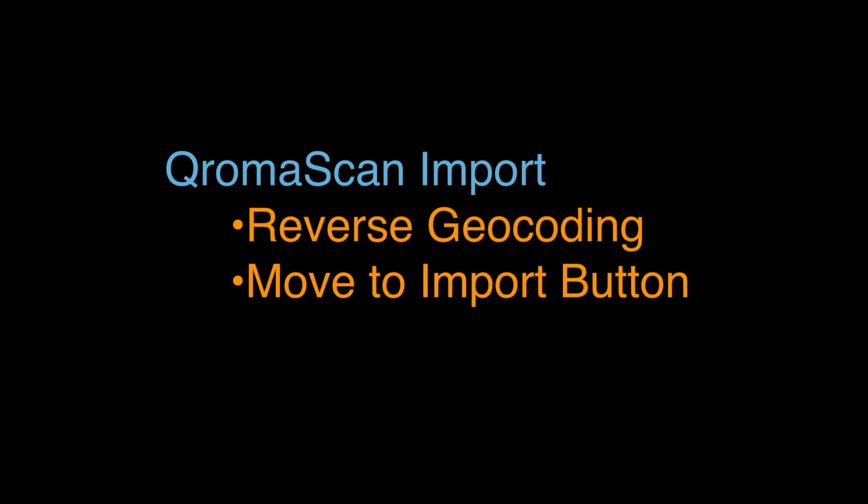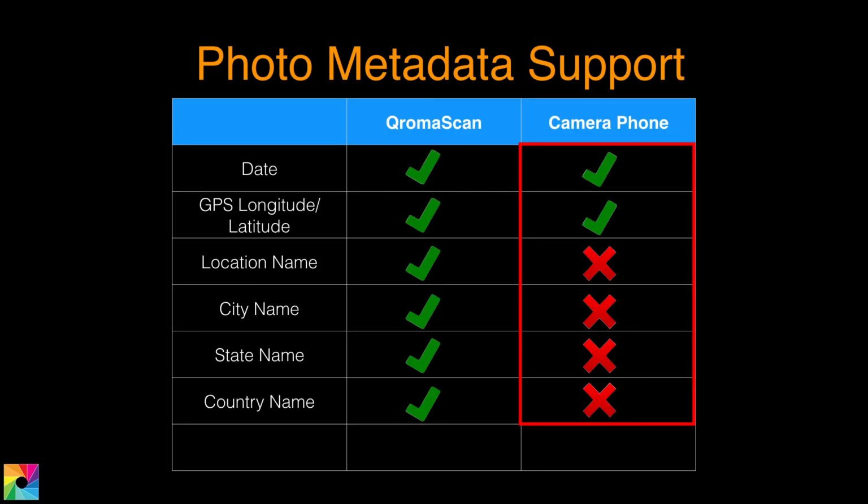If you're using QromaScan Import, we have a couple of neat improvements I'd like to run down for you. First, we now have something called reverse geocoding, and it's really cool. If you take a photo with your iPhone or some other device that's location aware, your images will automatically be tagged with the date and the GPS coordinates. Now, these coordinates are useful, but they're a bit incomplete. Let me show you with this table. So here's the information that the iPhone embeds into the image it takes. It's the date and GPS coordinates.